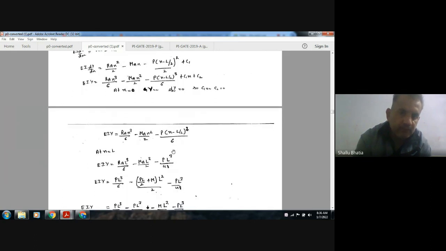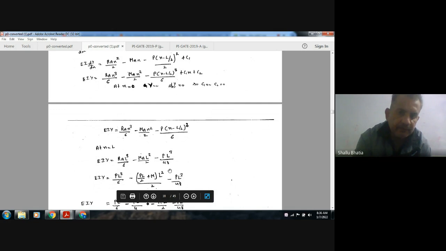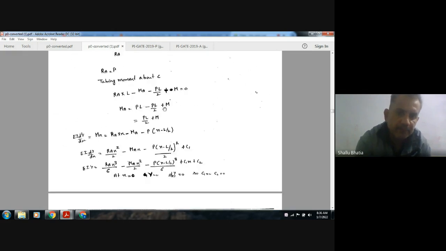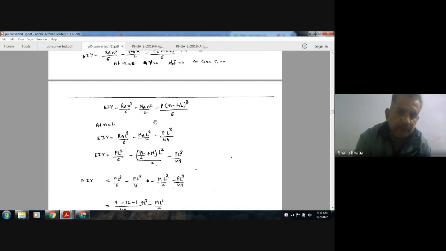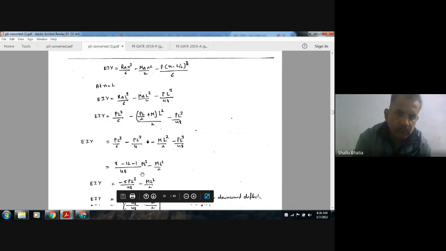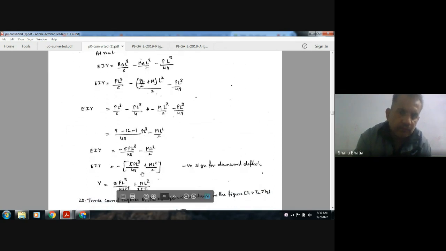So x is equal to L, we have RAL cube by 6 minus MAL square by 2 and PL^2 by 48. Now putting the value of MA that we have found out. MA is PL by 2 plus M. Putting this value and solving it out, we get minus 5PL cube by 48 minus ML square by 2. The negative sign is for downward deflection.